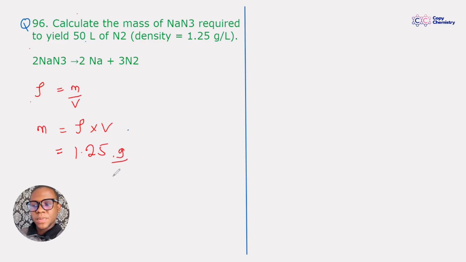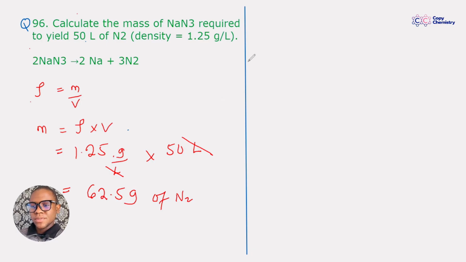1.25 grams per liter multiplied by the volume, which is 50 in liters. This cancels this, so you know you're doing the right thing. 1.25 times 50, what is that? 1.25 times 50 should give us about 62.5 grams of N2. Okay.